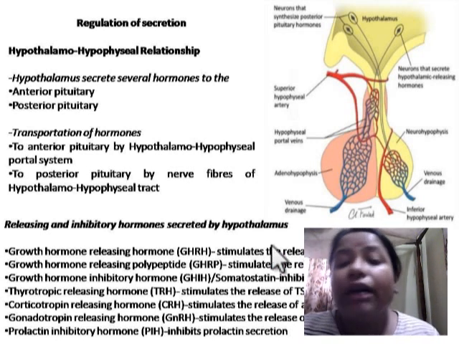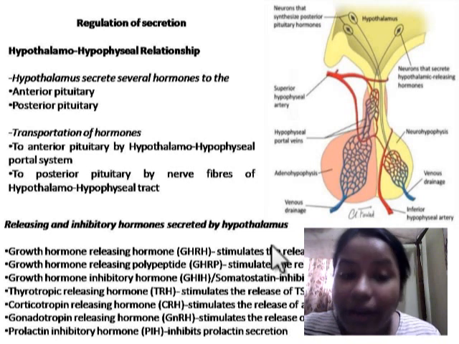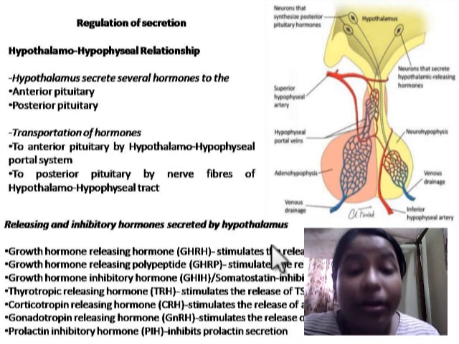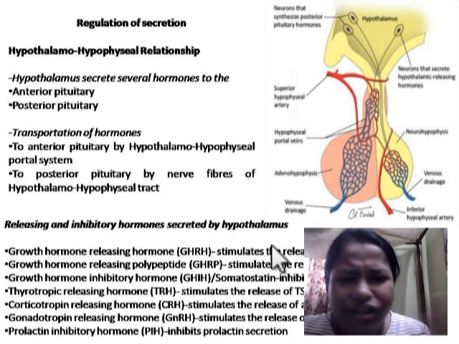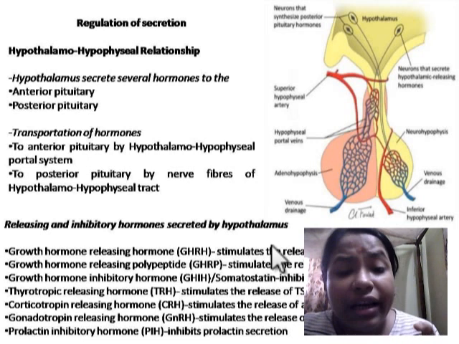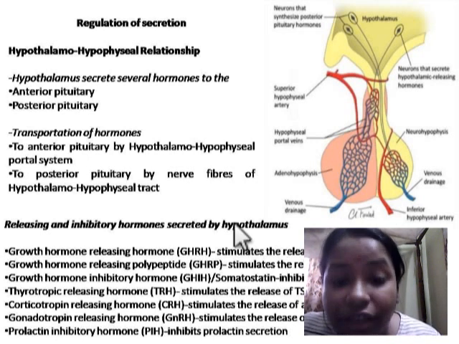From here the hormones are transported by blood vessels. Okay, those blood vessels are the hypothalamo-hypophyseal portal blood vessels, a large network of capillary vessels to the anterior pituitary part, where they either inhibit or stimulate the hormone release process.